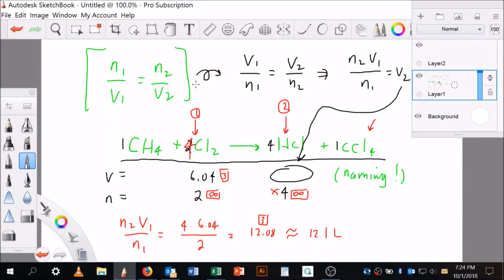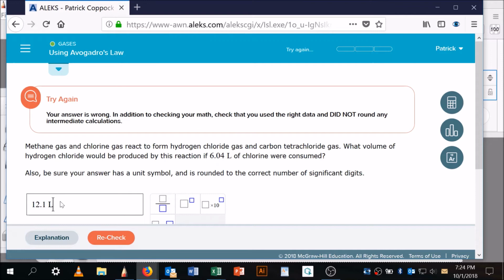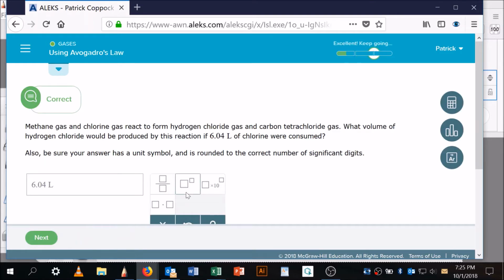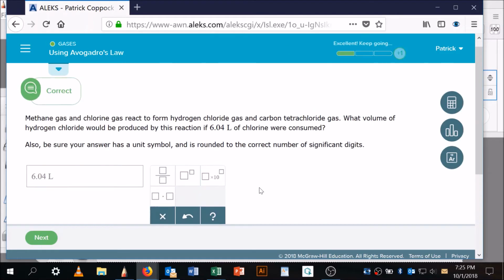Ugh, frustrating. Okay, so this is 4, and so that's going to be 4, and so this is going to be 6.04. Crud, hate that. Easy to do. 6.04 liters. Recheck. Okay, didn't have my problem balanced correctly.